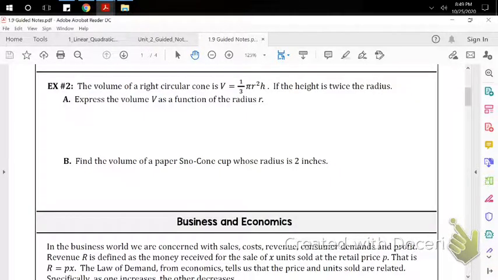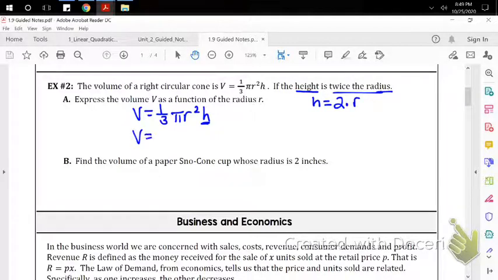Okay, example 2. So the volume of a right circular cone is V equals 1/3 pi r squared h. If the height is twice the radius, part A says express the volume V as a function of the radius r. So we want the volume as a function of the radius r, meaning volume where the radius, the r, is the only variable we've got in it. Well, let's see. They gave us the equation, so we know that V is equal to 1/3 pi r squared h. So that means we've got to get rid of that h somehow. Well, it tells us over here the height is twice, 2 times the radius r. So my height is equal to 2r.